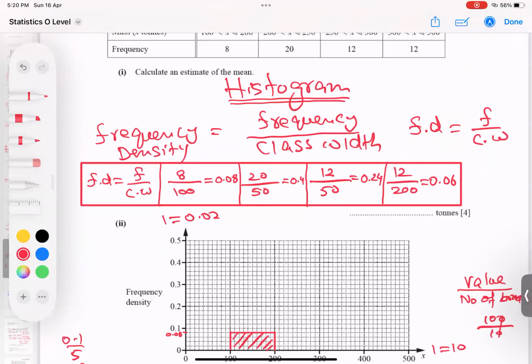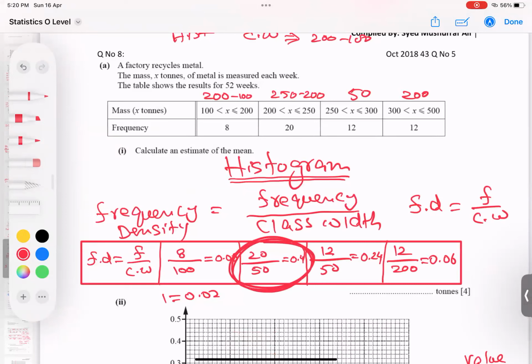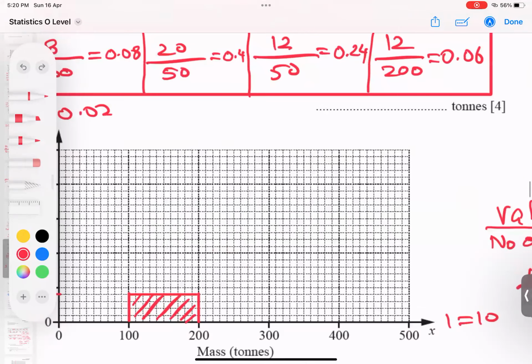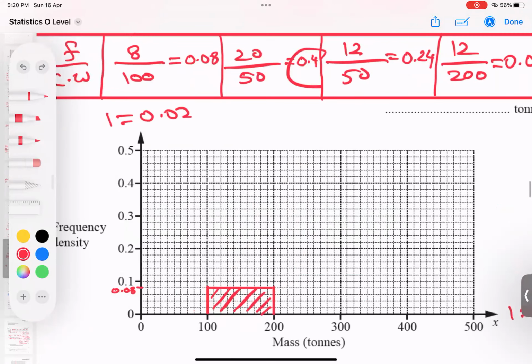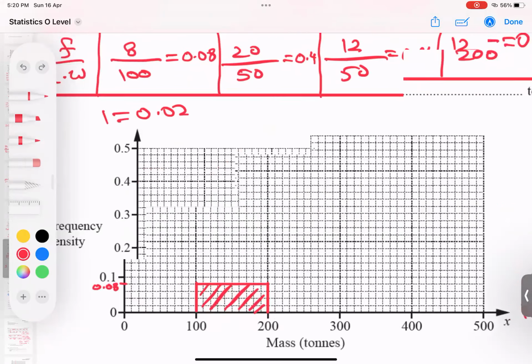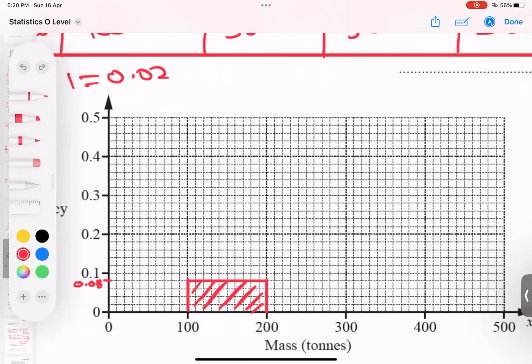Let's start. Second one. This column height is 0.4, starting from 200, ending at 250. Where's 200 here? Where's 300 here? Where's 250, in the middle somewhere here? So 200 to 250. And how much height? 0.4. 0.4 is here.